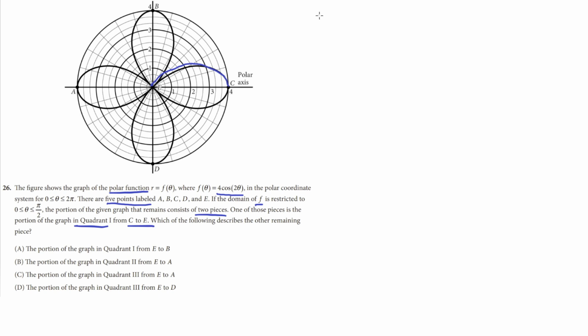Let's start with f of 0. We get 4 times cosine of 2 times 0, which is just 0. So 4 cosine of 0. Cosine 0 is just 1, so this gives us 4. That means the graph starts out at a radius of 4. On the polar graph, that would mean it starts out on this outward circle, and from the given information, that means it starts out here.